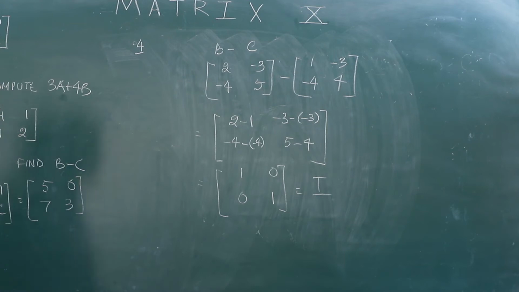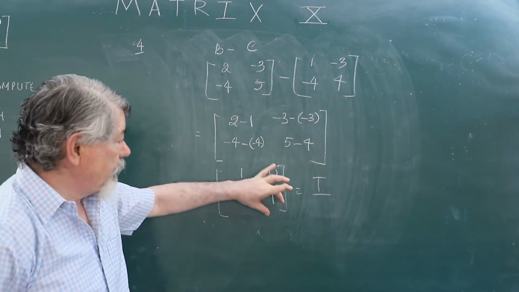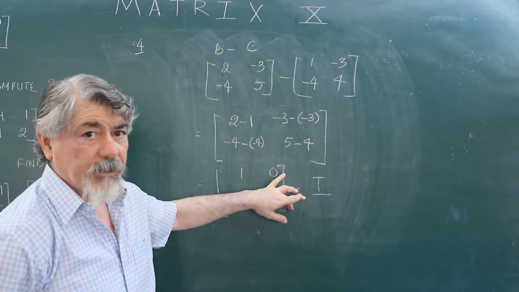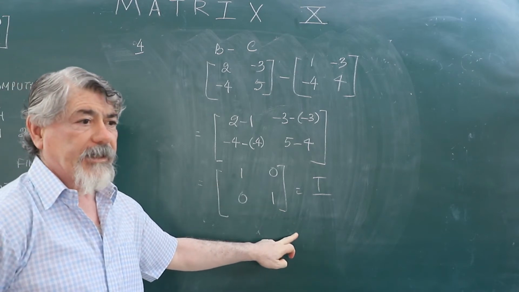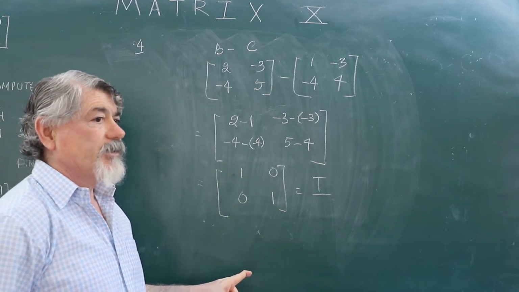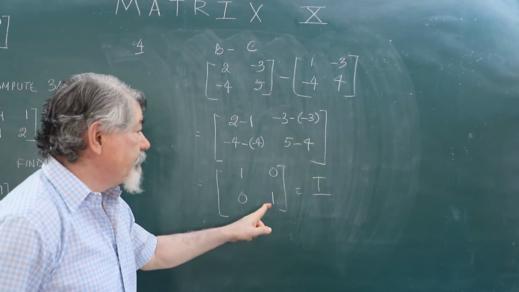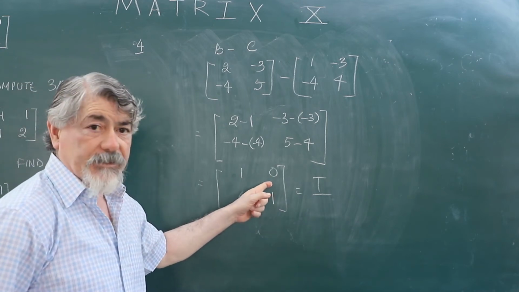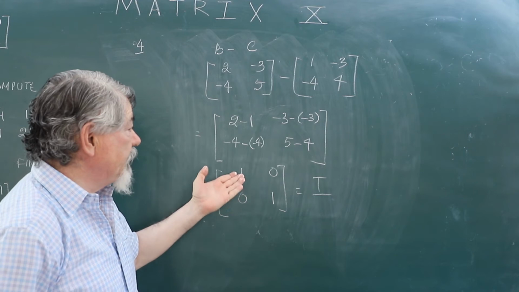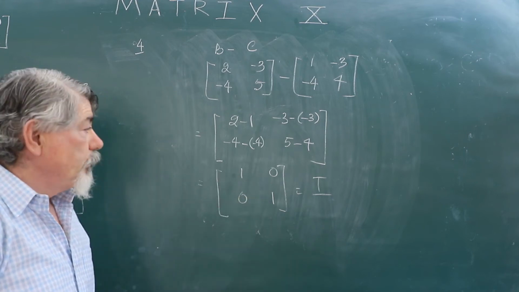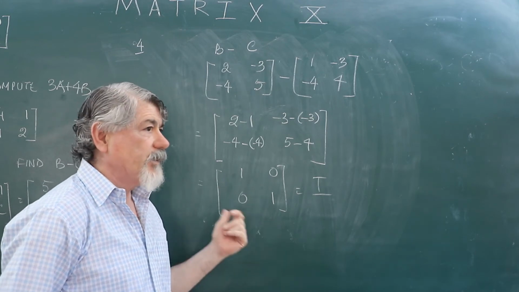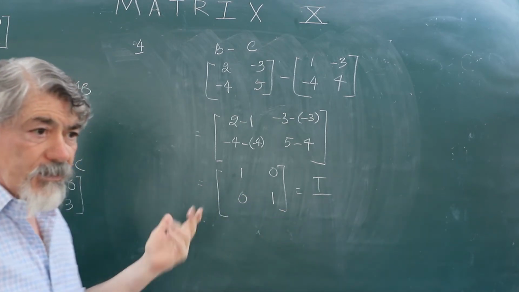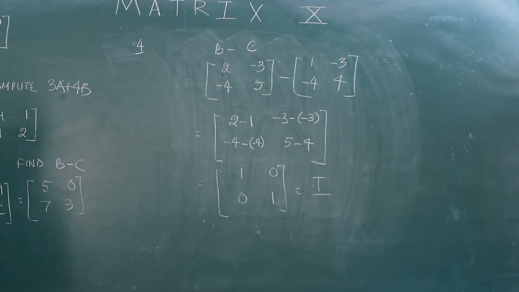This is a unit matrix or an identity matrix where the principal diagonal elements are unit. Principal diagonal elements start from the top left to the bottom right, and the rest of the elements are 0. So this is a matrix of the order 2 into 2, in which the principal diagonal elements are unit and the remaining elements are 0. So it is a unit matrix.